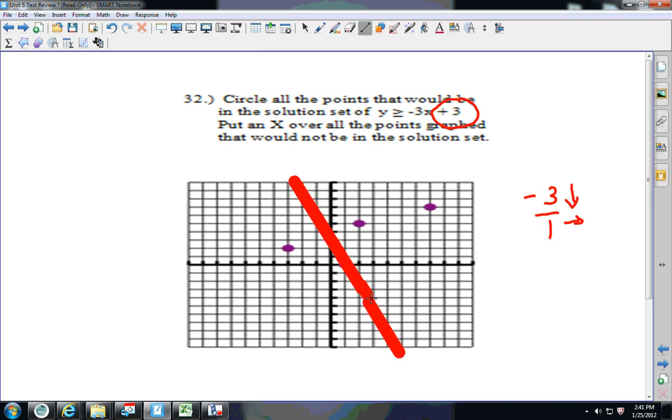Oh, my line kind of went crooked. It said to circle all the points that would be in the solution. Well, you had this one, and this one, because it's a solid line. But now I need to figure out where to shade. It says greater than, so I shade everything above. So you would have circled this one, and this one. It says put an X over the ones that were not. So an X would go right there.